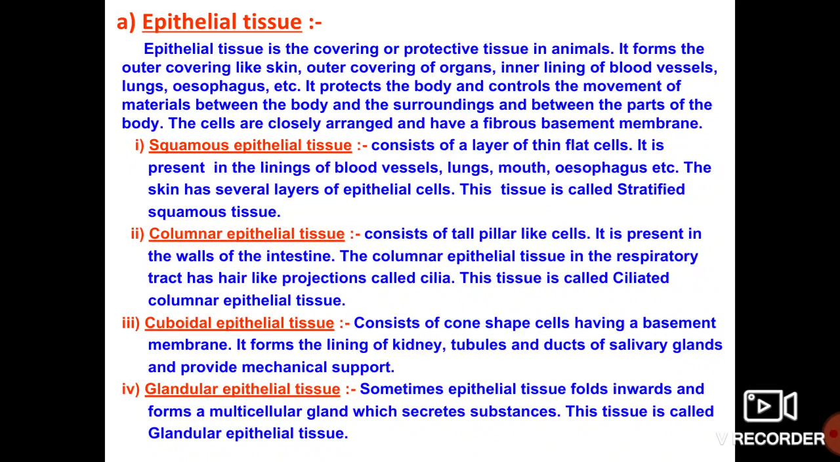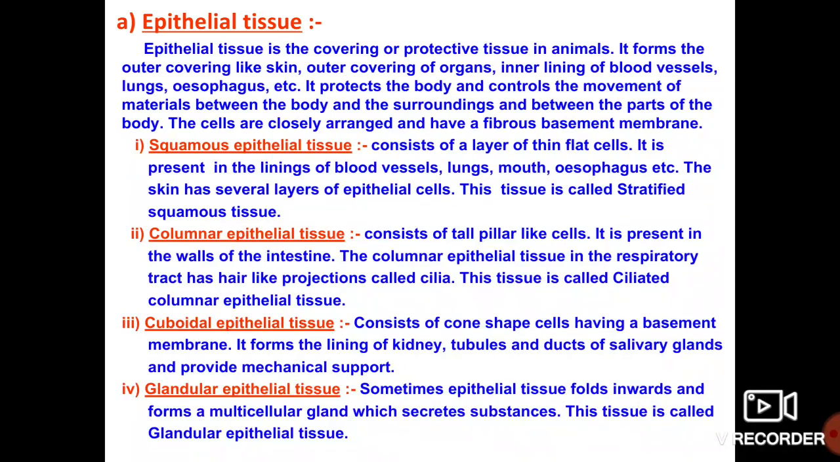In the squamous epithelial tissue, where is it present and how are the cells arranged? Here the squamous epithelial tissue consists of thin flat cells. It is present in the blood vessels, lungs, mouth and esophagus. The esophagus is also called the food pipe. These are all the organs made up of squamous epithelial tissue.